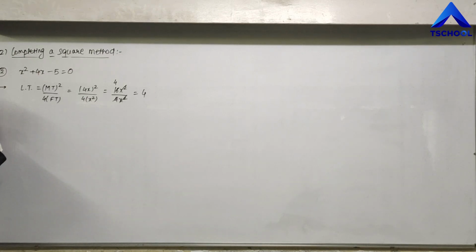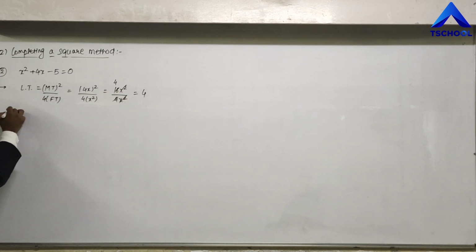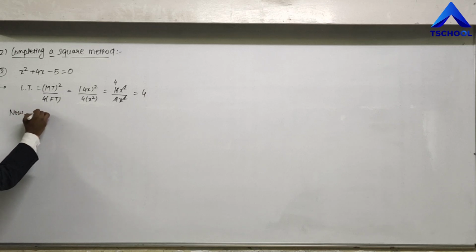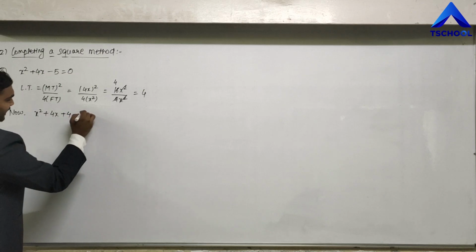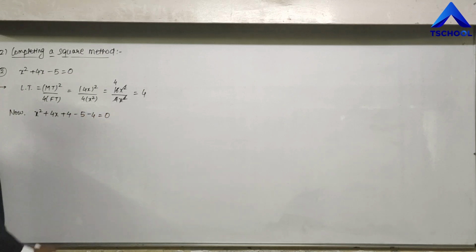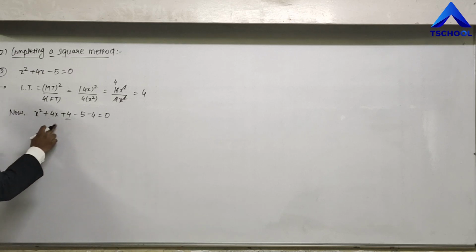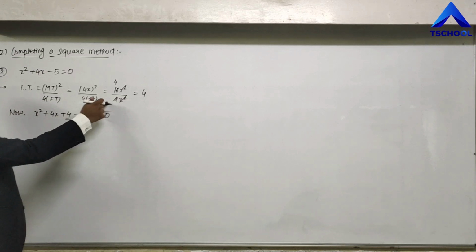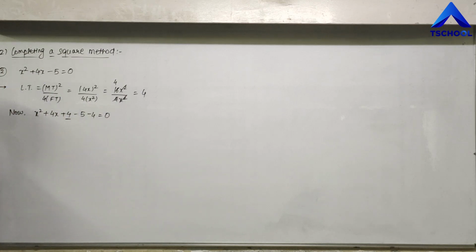Now the next step is we shall add and subtract this last term we got here in the given equation. Therefore now x square plus 4x plus 4 minus 5 minus 4 equal to 0. See, I have added first. Note that you will always first add and then subtract. That means first I have added the last term that we got here in the second step, then writing down the given last term of the equation, and then subtracting the last term we got in step 2.